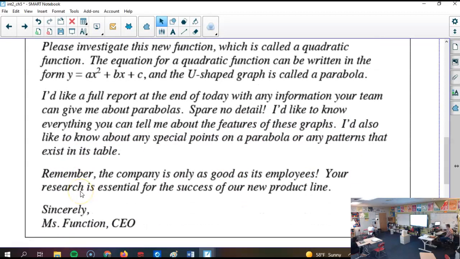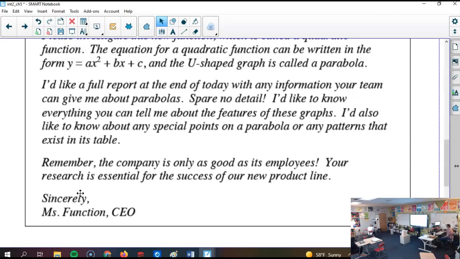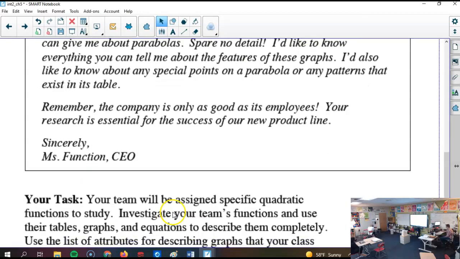The company is only as good as its employees. Your research is essential for the success of our new product line. Right. The stress is not there.